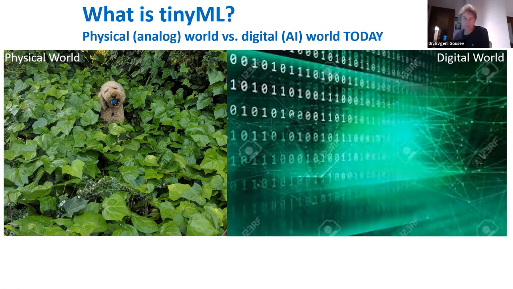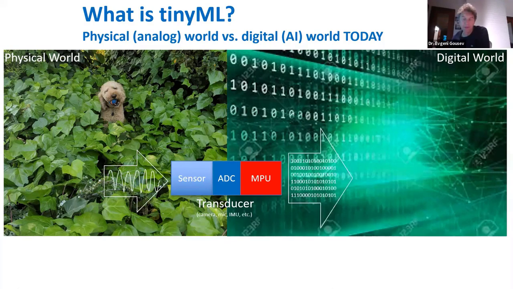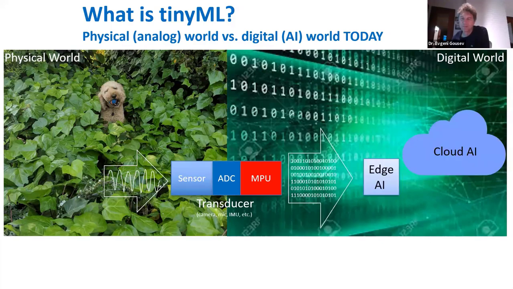And how are these two worlds connected? They're connected through devices, transducer type of devices. Typically, these devices consist of a sensor that senses the environment, then some device to do analog to digital conversion, and then a microcontroller. These devices get an analog signal from the physical world. It gets converted into zeros and ones, into digits. And then these zeros and ones go to the cloud, and then they get analyzed there. So that's how AI works today, pretty much.